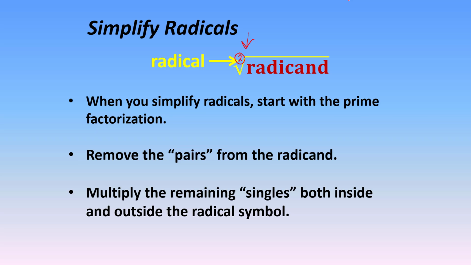Once we've removed the pairs, we multiply the remaining singles both inside and outside the radical symbol. Multiply the remaining pairs both inside and outside the radical symbol. Now these are your steps.